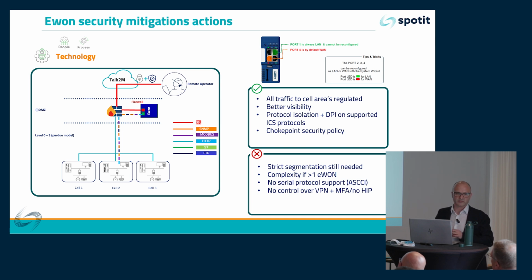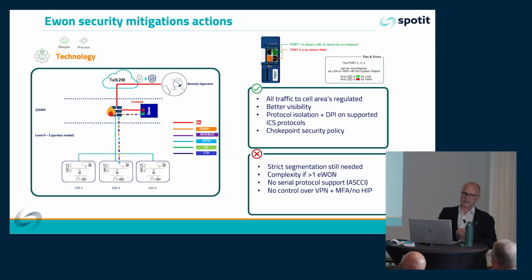So still east-west traffic needs to be enforced. This remediation can also be very complex, so it's maybe manageable with 1 or 3 E1s, but what if you have like 8, 10? So it can quickly become a complex solution. And also, that's more a practical problem. You don't have serial protocol support on a next-gen firewall.